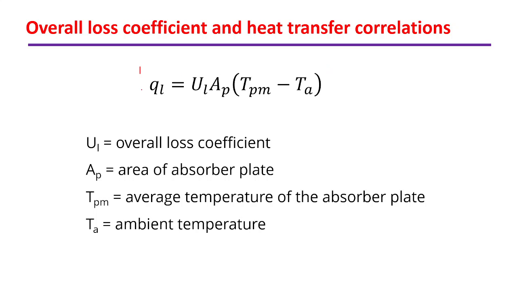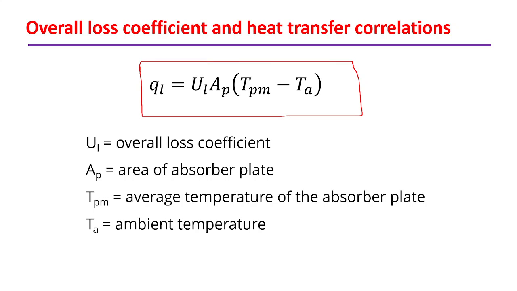This generic equation we know for the rate of heat transfer, in terms of the rate of heat losses. QL is equal to UL AP (TPM minus TA). L is for overall, UL is the overall loss coefficient, Q is the rate, AP is the area of the absorber plate, TPM is the average temperature of the absorber plate, and TA is the ambient. So if this is the system, this is the plate, this is the average temperature of this plate, and the ambient will be the surrounding. Sometimes it is written as surrounding air also.